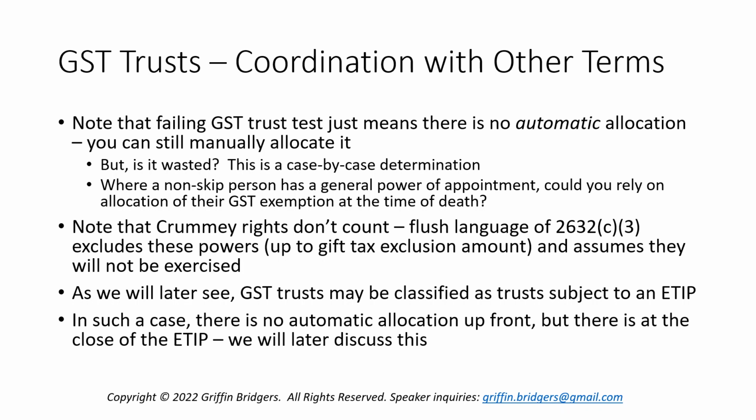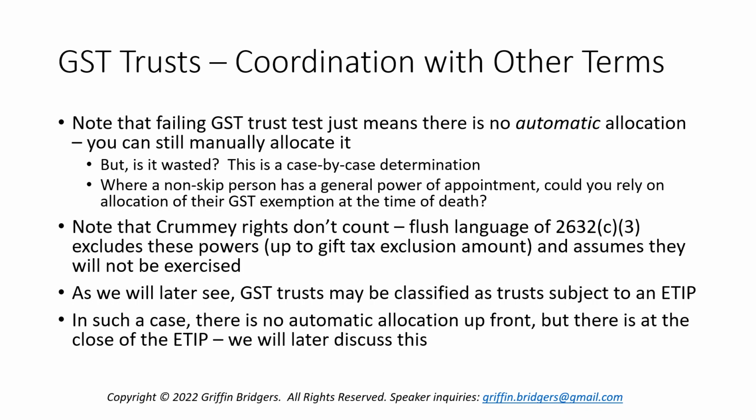to determine, for example, what's the chance that down the road maybe a non-skip person might have a part of that trust included in their gross estate, and thus you can rely on allocation of their GST exemption as opposed to relying on the transferor's. That's kind of the general theme and spirit behind this and the planning strategy, which is much more nuanced than I can give it credit for right there.